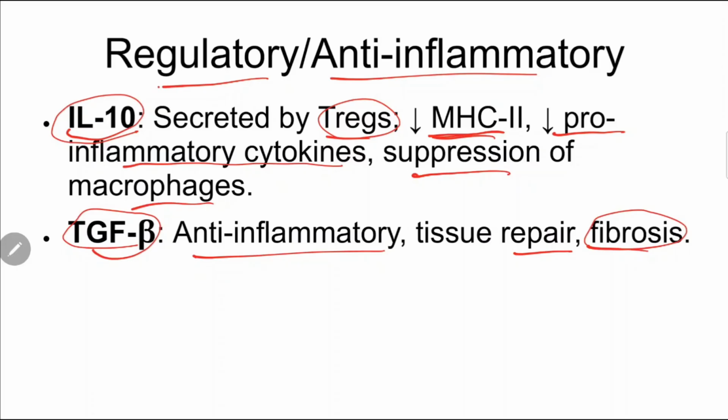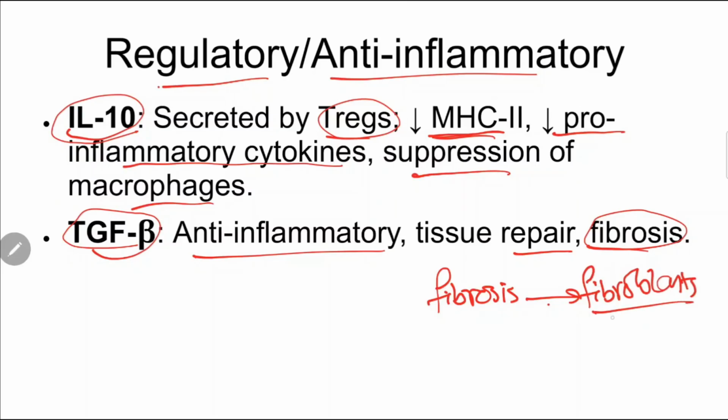This is what is important: TGF beta, transforming growth factor beta. And another point that I want you to know, so for fibrosis, obviously we will need fibroblasts, right? Very straightforward. So in order to activate the fibroblast, you need TGF beta, right? So this is important for activation of fibroblasts.